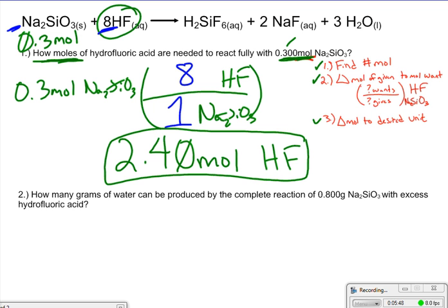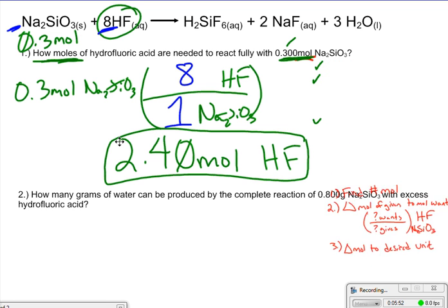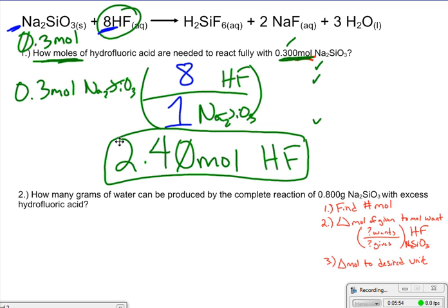Pretty simple, especially when we already have a number of moles as one of our givens. So let's come down here to one that's a little more complicated. How many grams of water can be produced from the complete reaction of 0.8 grams of sodium silicate with excess hydrofluoric acid? So it's not a limiting reagent problem. It's just straight up, can you do stoichiometry?